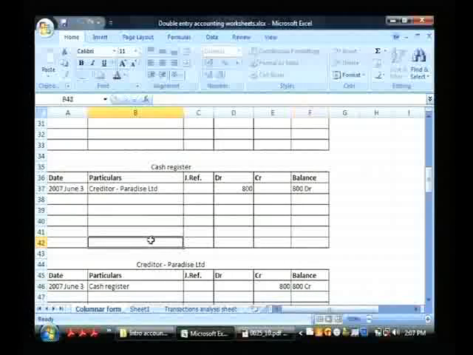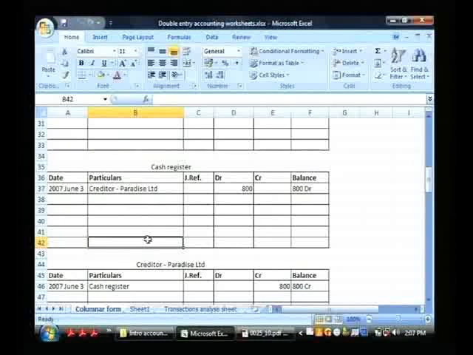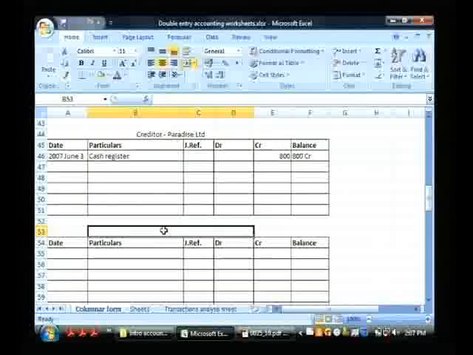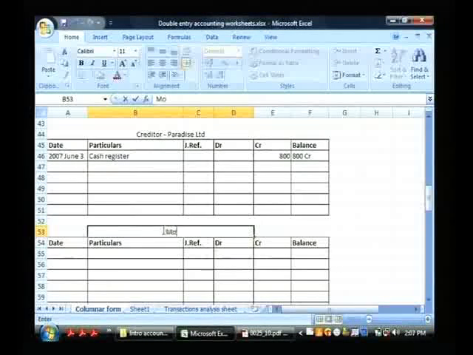Next, 4th, motor vehicle account debit 2000, cash at bank credit 1500, and creditor Hagen Motors 500. So we don't have a motor vehicle account, then open up a motor vehicle account.